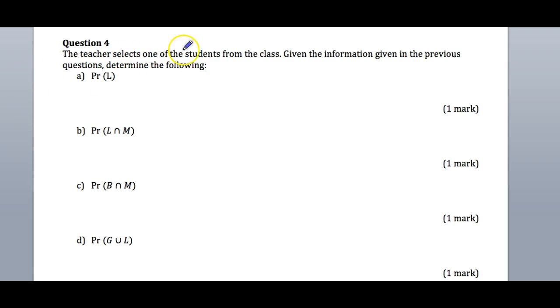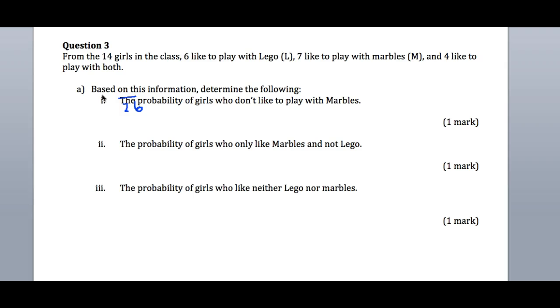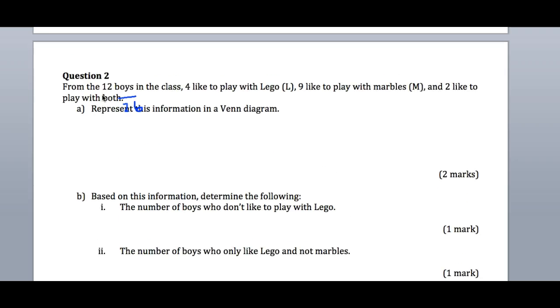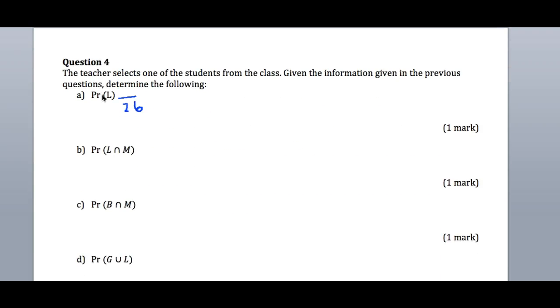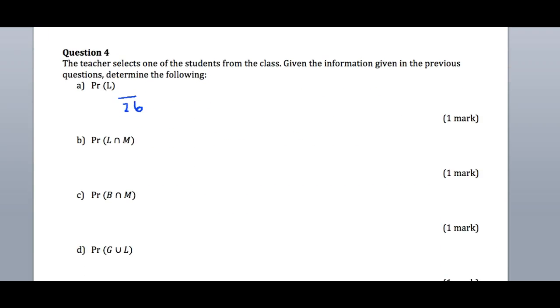The teacher selects one of the students from the class. Given the information given in the previous questions, determine the following. So each of these is going to be out of 26. This is going to be hard because I'm going to have to keep scrolling. But the probability that they like Lego. So you add up how many like Lego. So let's just go back up. So of the girls, 6 like Lego, and of the boys, 4 like Lego. So we're going to have 10 over 26. And that simplifies to 5 over 13.